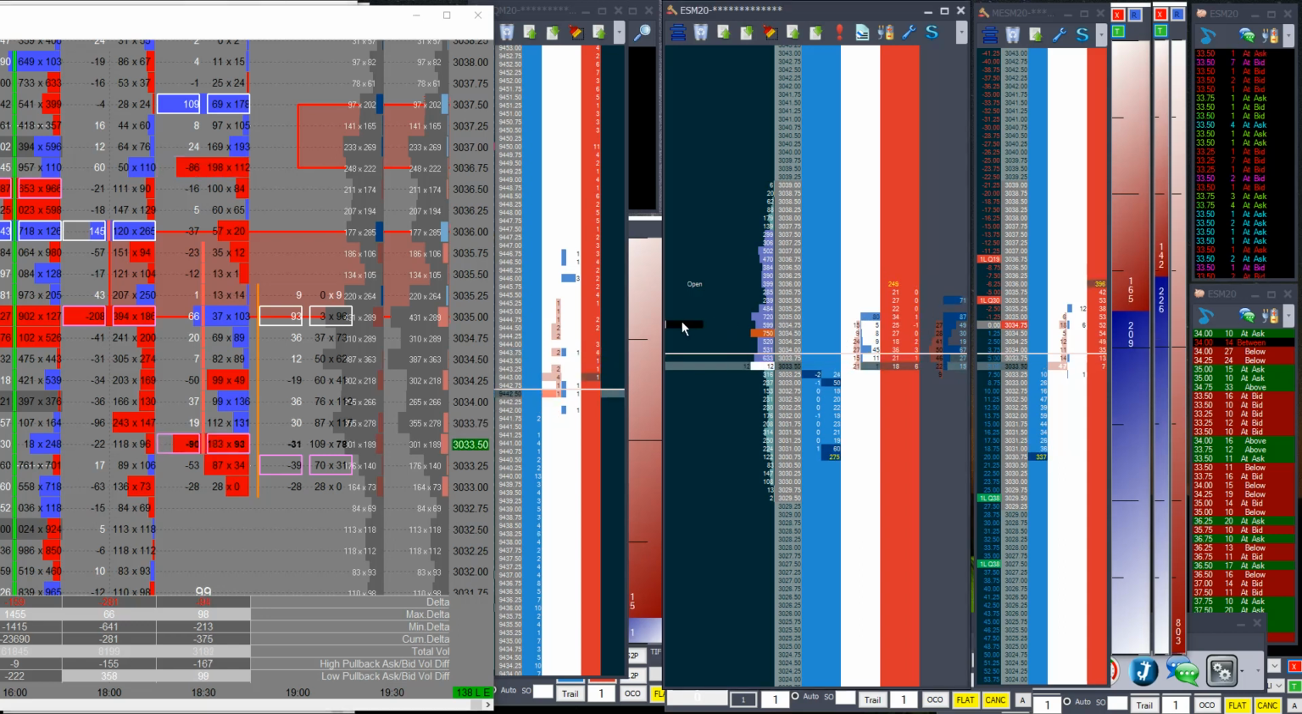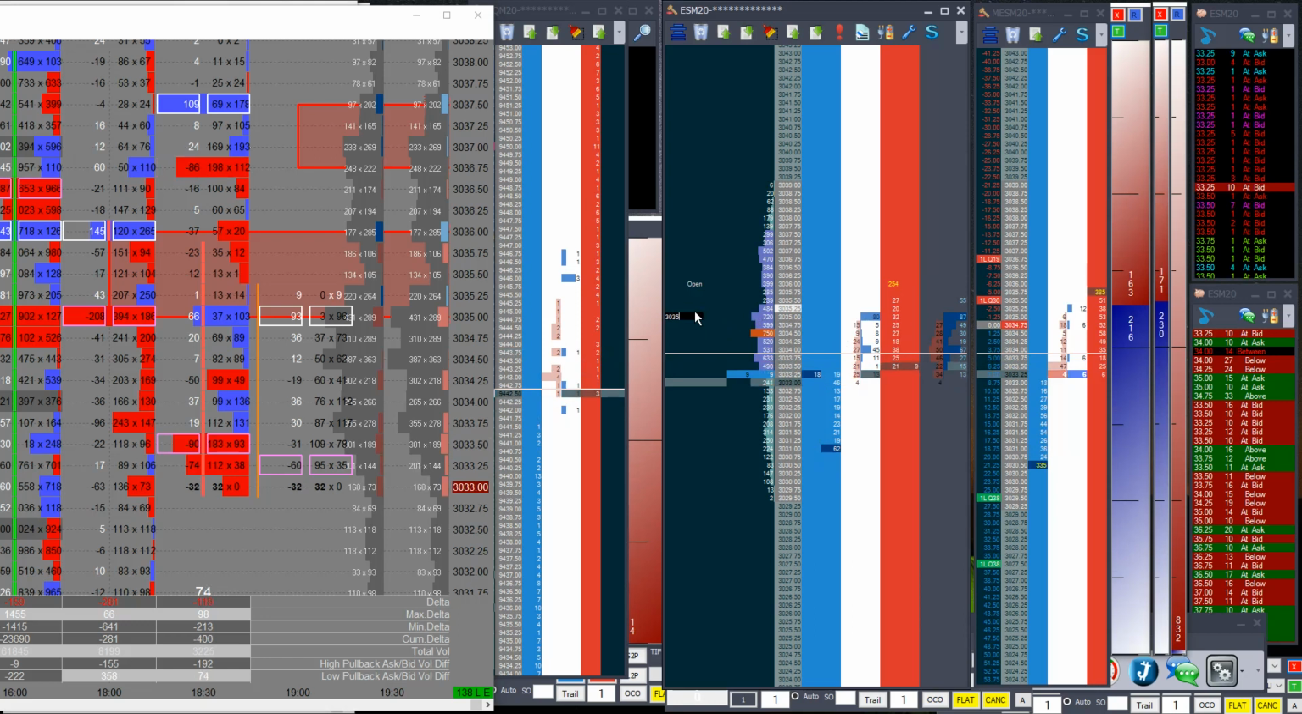With Jigsaw, you could actually take notes. So this is 30, 35, buyers trapped. You can take notes like that. And we had a decent push down. Just gonna keep two stops there.